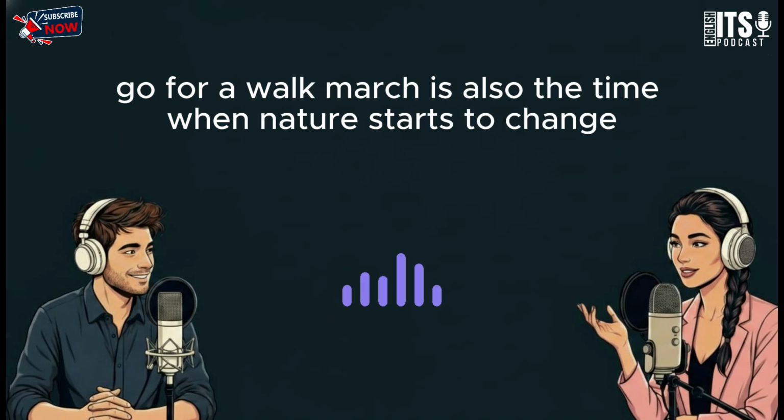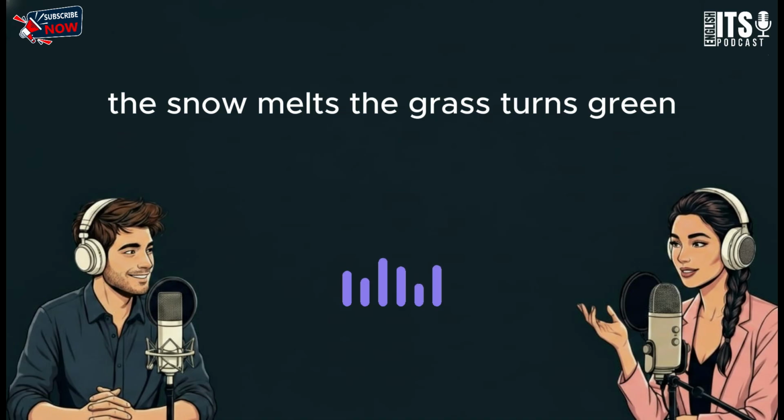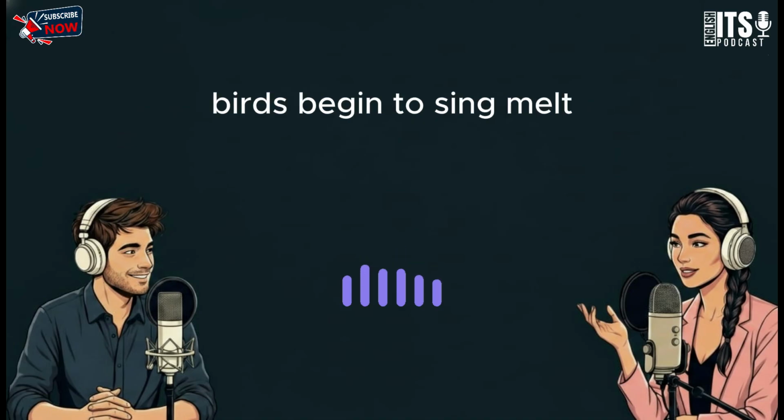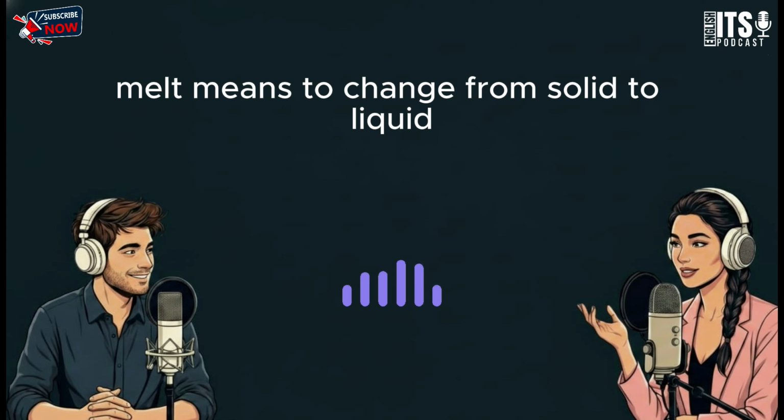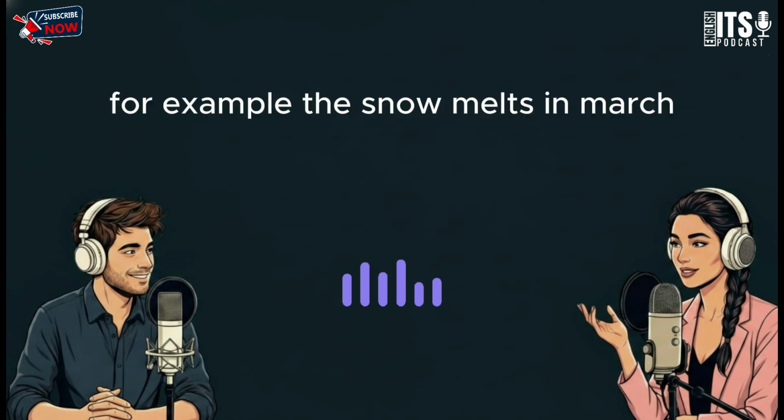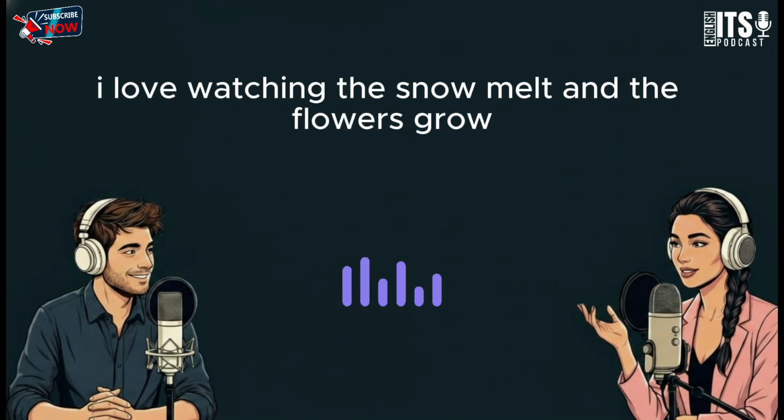March is also the time when nature starts to change. The snow melts, the grass turns green, birds begin to sing. Melt. Melt means to change from solid to liquid. For example, the snow melts in March. I love watching the snow melt and the flowers grow.